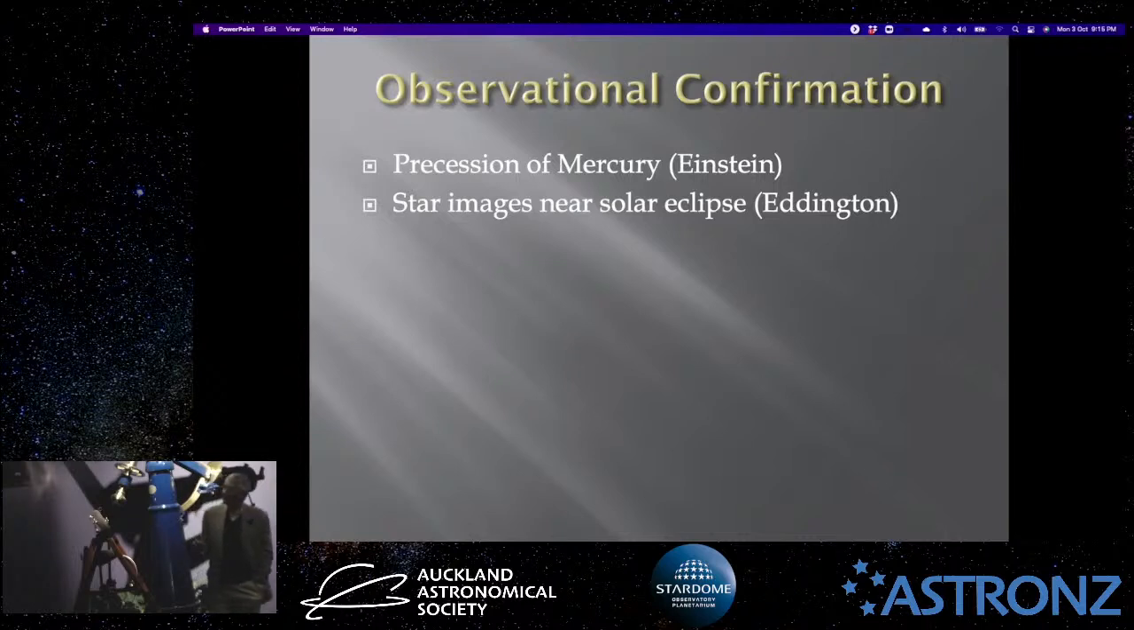Star images near a solar eclipse. There was a solar eclipse in 1919, which was after the First World War. Eddington and his team went out and photographed the eclipse, and they photographed images of stars near the eclipse. They then came back to England, and they compared the position of the images with images taken from Cambridge 6 months earlier of the same area of the sky. And they found indeed that the images had been displaced outwards. This wasn't a very precise measurement, but nevertheless it was sufficient to confirm Einstein's theory of general relativity. This was what rocketed Einstein to international fame, this particular test.